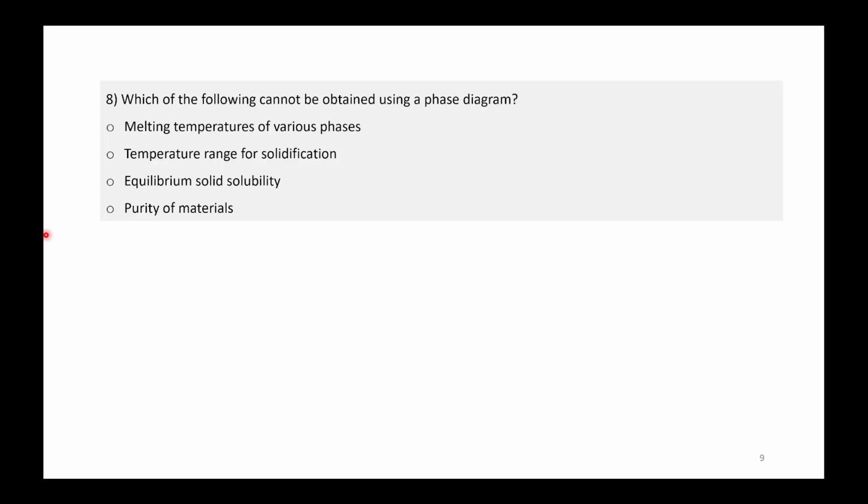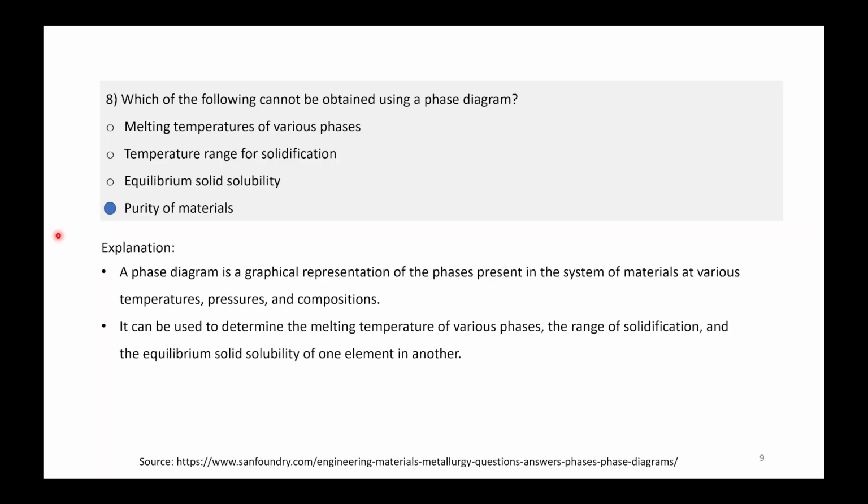Question 8 is, which of the following cannot be obtained using a phase diagram? Your options are melting temperature of various phases, temperature range for solidification, equilibrium solid solubility, purity of materials. So your answer will be purity of materials. For example, when we talk about a phase diagram for steel, you cannot tell how much purity is there, how much sulfur or other impurities are present there. You cannot tell that by seeing its phase diagram. And other things can be predicted.